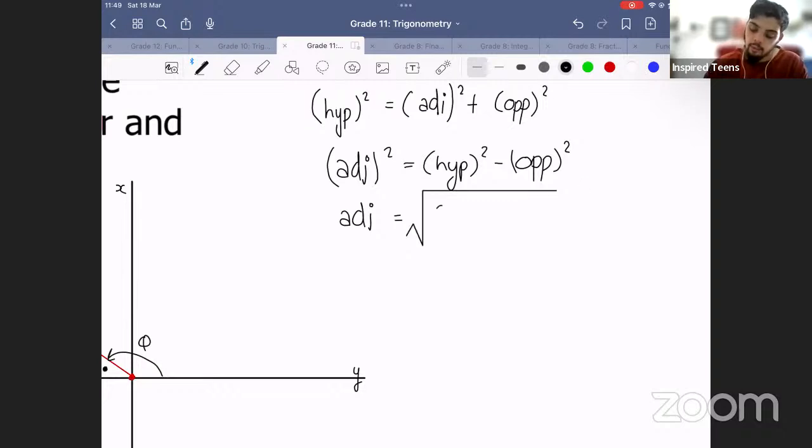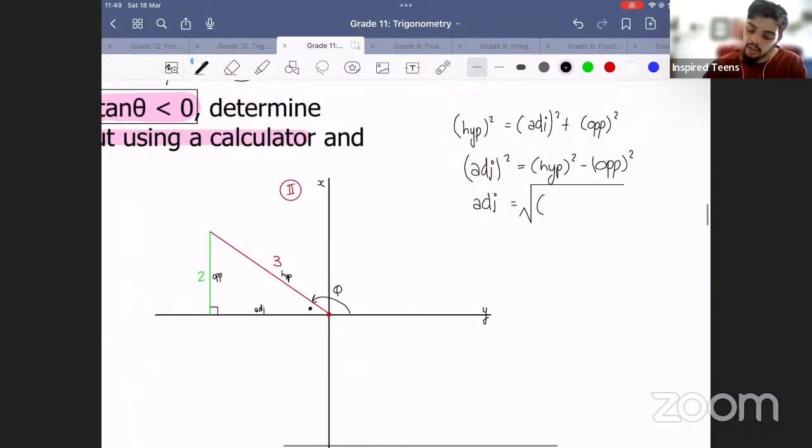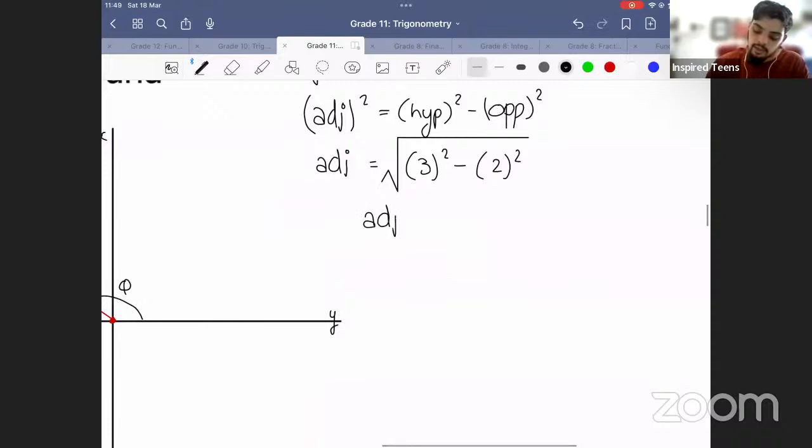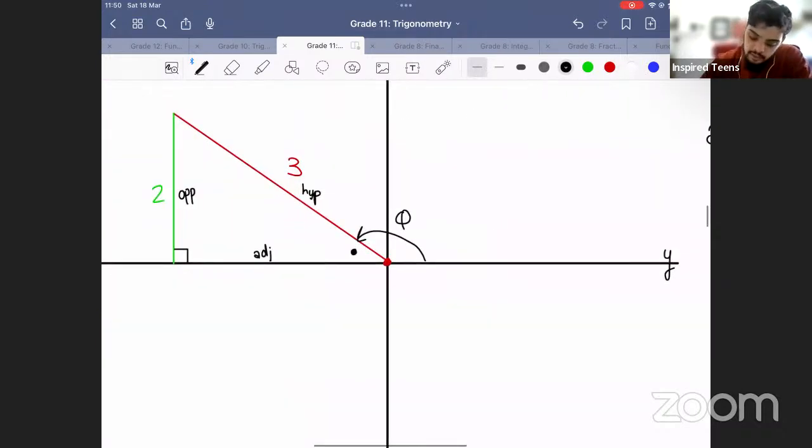Square root. Hypotenuse was given as 3. 3 squared minus opposite is 2 squared. So we get the adjacent as 9 minus 4 is 5. So we just get it as square root 5. Square root of 3 squared minus 2 squared is indeed square root 5. So the adjacent value is square root 5, or is it?